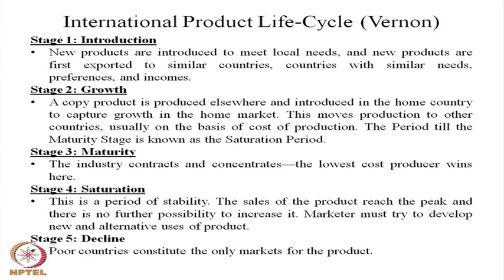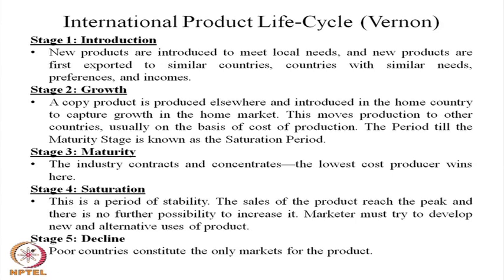The fourth stage is the saturation point. This is a period of stability; the sale of the product reaches the peak and there is no further possibility to increase it. The marketer must try to develop new and alternative uses of the product. Here the saturation point is reached, so you have to develop new usages of the product so that further sales can be possible in the same market.